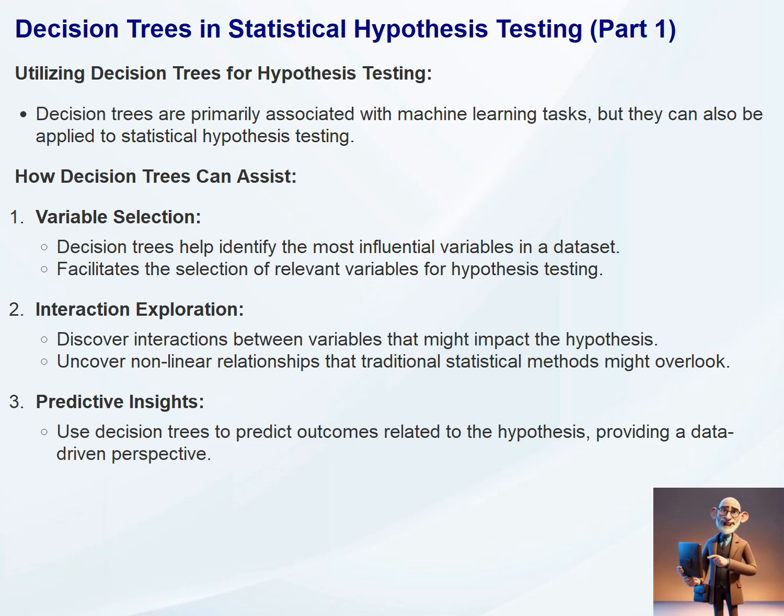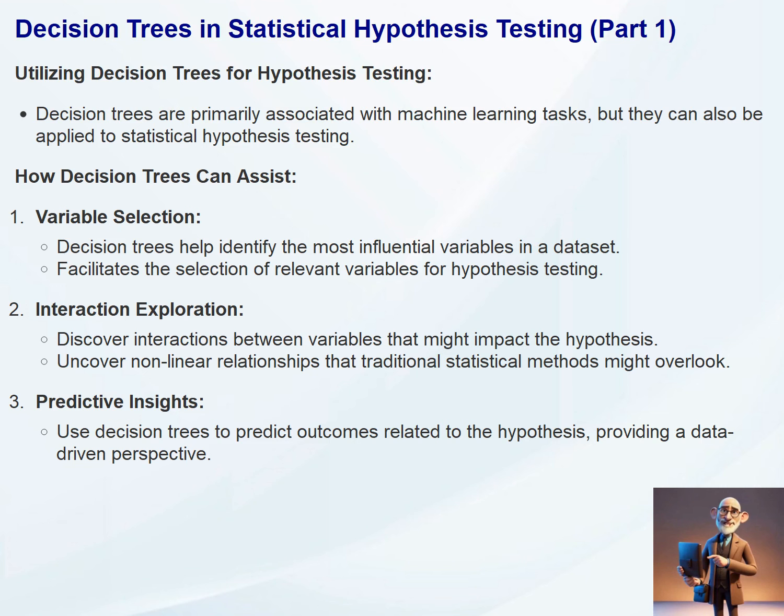While decision trees are commonly associated with machine learning, their adaptability extends to the realm of statistical hypothesis testing. Decision trees excel at pinpointing influential variables within a dataset. This feature streamlines the process of selecting relevant variables for hypothesis testing, enhancing the efficiency of your analysis.